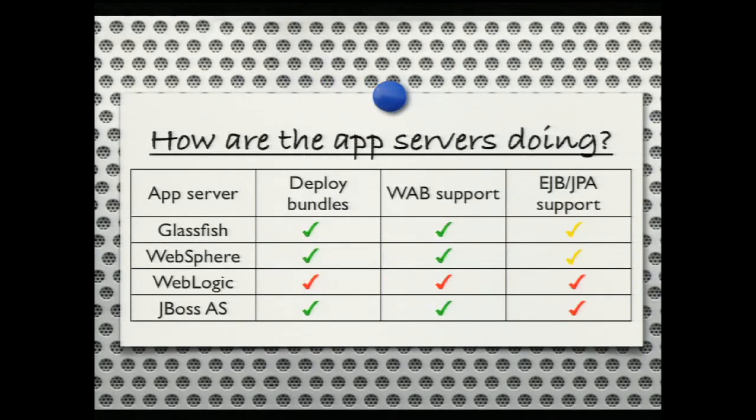So how are app servers doing with this OSGi and Java EE integration? Well, if you look at the major application servers, you can see that most application servers already support deploying plain OSGi bundles. So I can deploy my OSGi bundles, register services and everything like that, because there is an OSGi runtime within those application servers. That doesn't mean, however, that I can also use JPA and EJB and stuff like that from my bundles. If you look at the next column, most application servers also have the Web Application Bundle support. So those WAR files with an extra manifest in them.